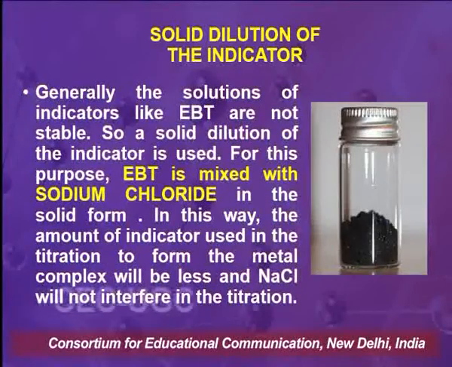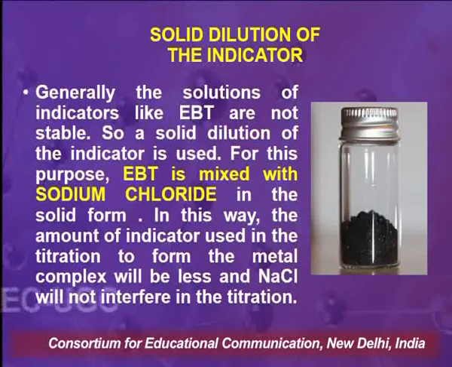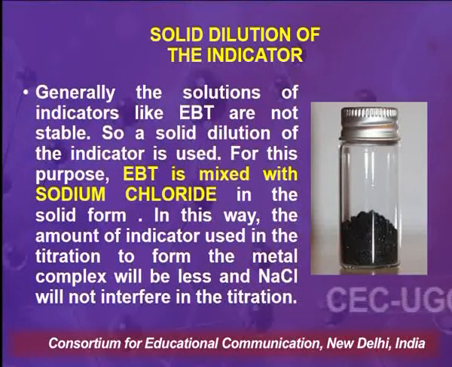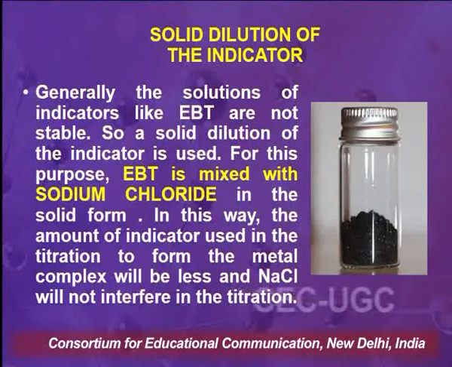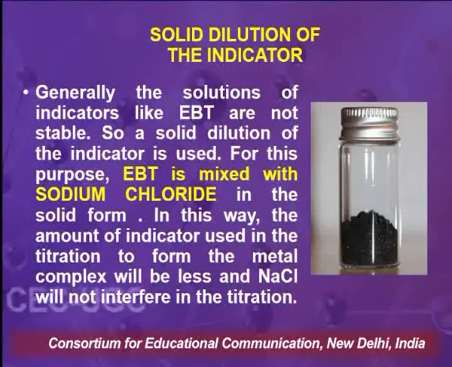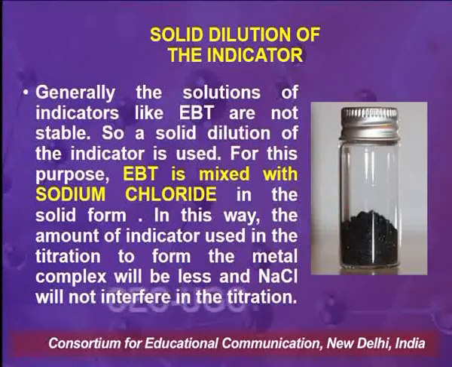When we talk about the indicator, which is generally eriochrome black T as we say for most of the metal ions which need to be estimated, a solid dilution of the indicator needs to be used. Generally, solutions of indicators like eriochrome black T are not stable. So, a solid dilution of the indicator is used. That is, solutions of EBT decompose over a period of time. So, generally a solid indicator is preferred. For this purpose, EBT is mixed with a pinch of sodium chloride in the solid form.